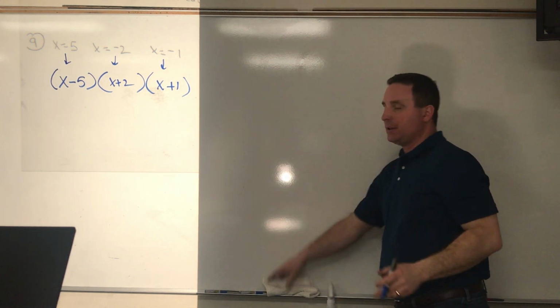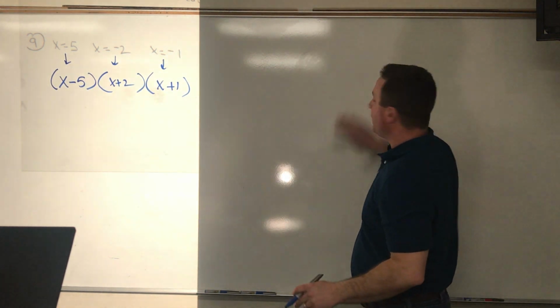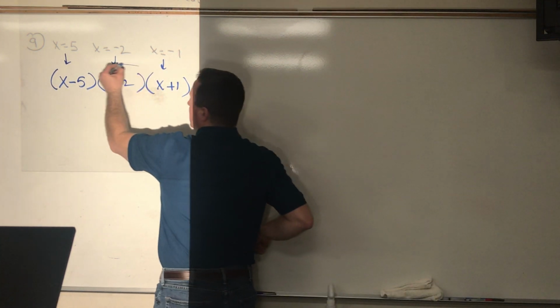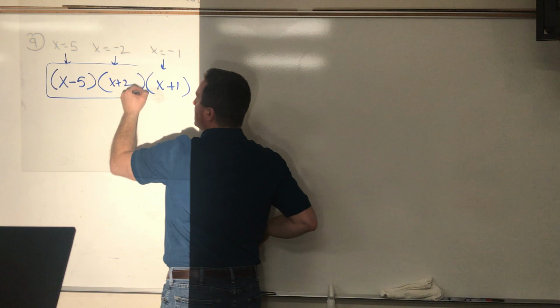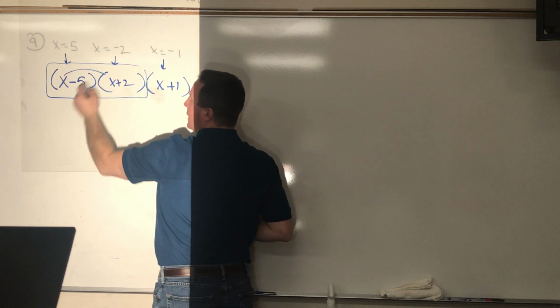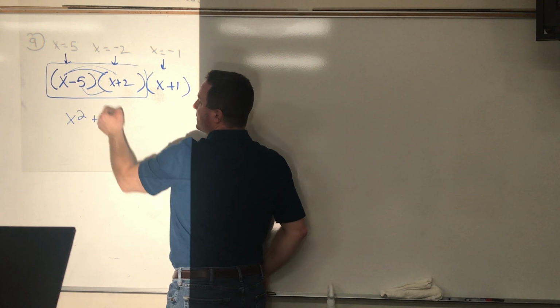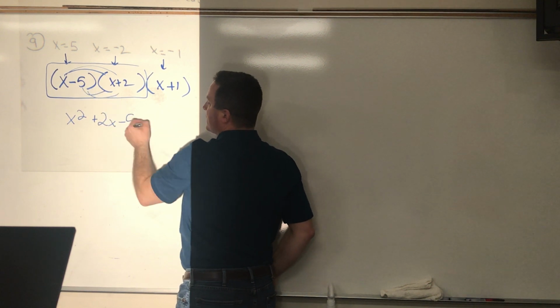Okay, and then all we really have to do lastly here is multiply all that stuff together. Well, we can only multiply 2 things at a time. So I'm going to multiply the first 2 together. And I'm going to FOIL it. I'm going to get x squared plus 2x minus 5x minus 10.